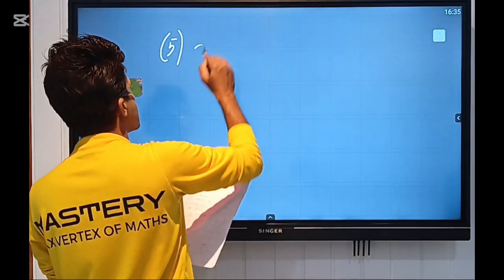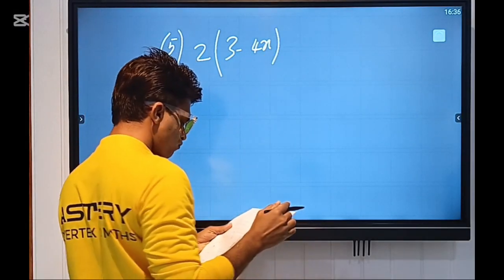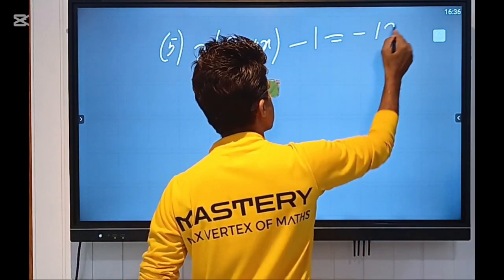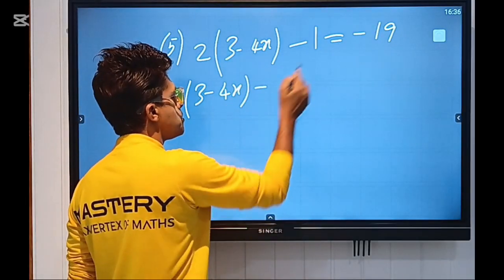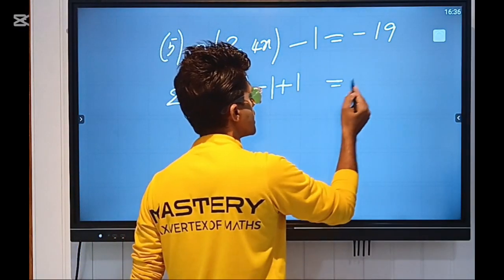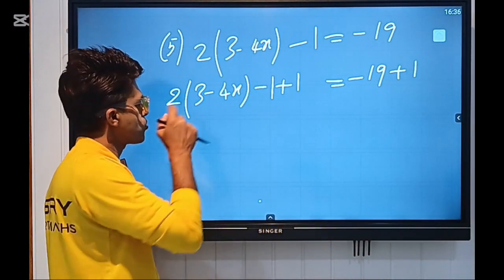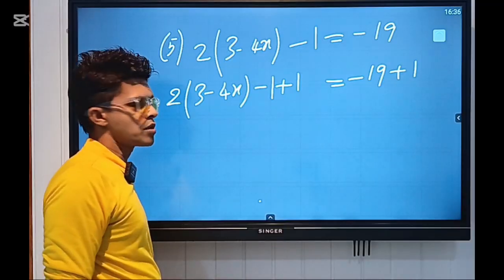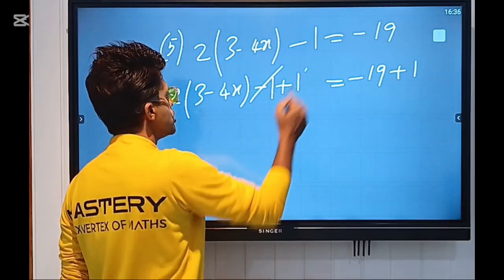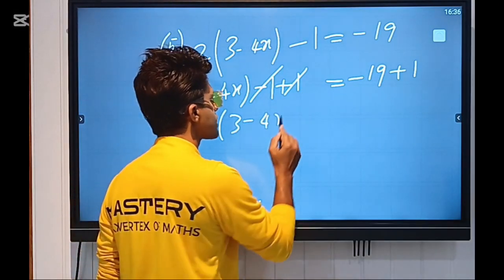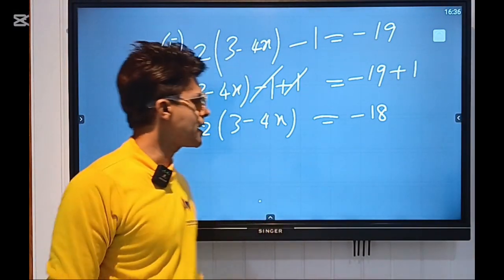So right now I will be doing this one. 2 times (3 minus 4x), minus 1 equals minus 19. Before removing the bracket here, we could add plus 1 to both sides. My suggestion is not to remove the brackets right now. And here minus 1, therefore add plus 1 to both sides. So 2 times (3 minus 4x) equals minus 18. Here minus 19 plus 1 is minus 18.